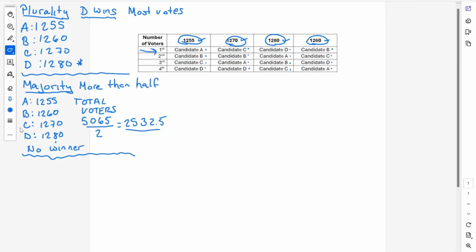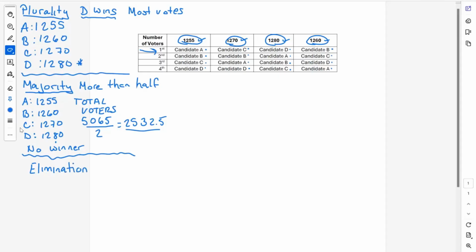Well, we're going to look at three other options. One of those options is called elimination. And I want to look at elimination next because it starts just like plurality does and just like majority does. Sometimes this is called majority with elimination. It has a couple of other names that it goes by as well, but typically we can think about this as majority with elimination.